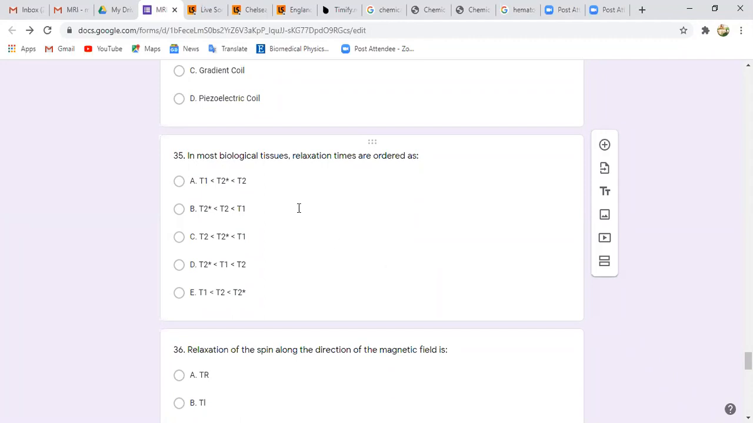I said T1 is always greater than T2, straight. So the time it takes the longitudinal magnetization to go back to its original value is way longer. Yes, sir. It's understandable now, sir. Okay. Thank you, sir.